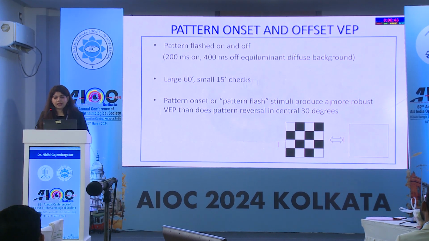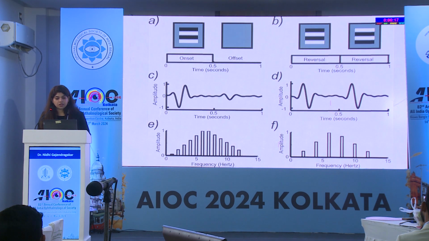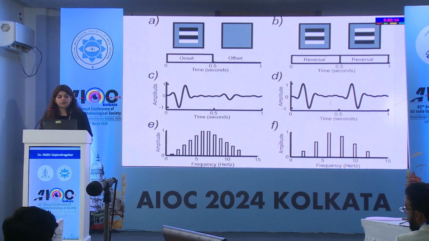Coming to pattern onset and offset VEP, the pattern is flashed on and then off. So 200 milliseconds it is on, followed by 400 milliseconds of off, with an equiluminant diffuse background. The check size again is 60 minutes for large and 15 minutes for smaller. Pattern onset or pattern flash stimuli produces a more robust VEP than does pattern reversal in the central 30 degrees. So this is the difference. In pattern onset and offset, we have it on, and then for twice the amount, it is a diffuse equiluminant background. And in pattern reversal, the white-black checks are reversed.